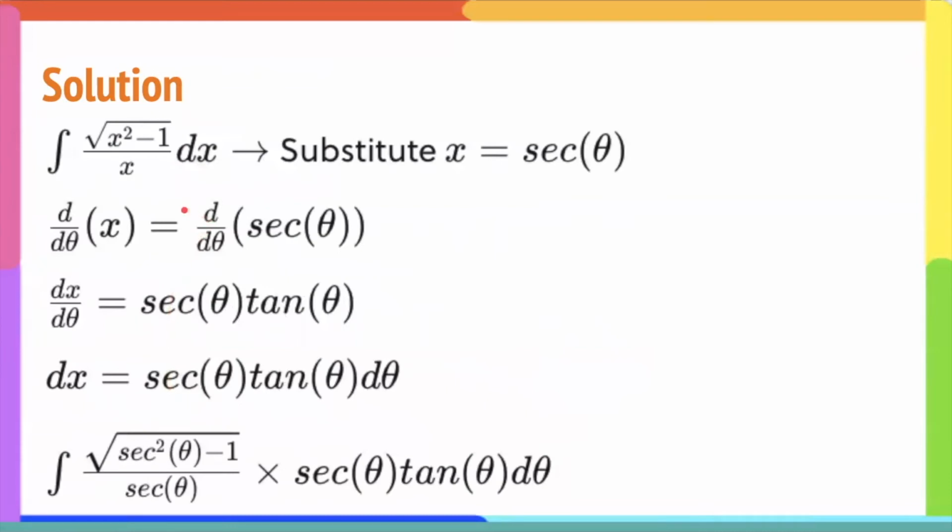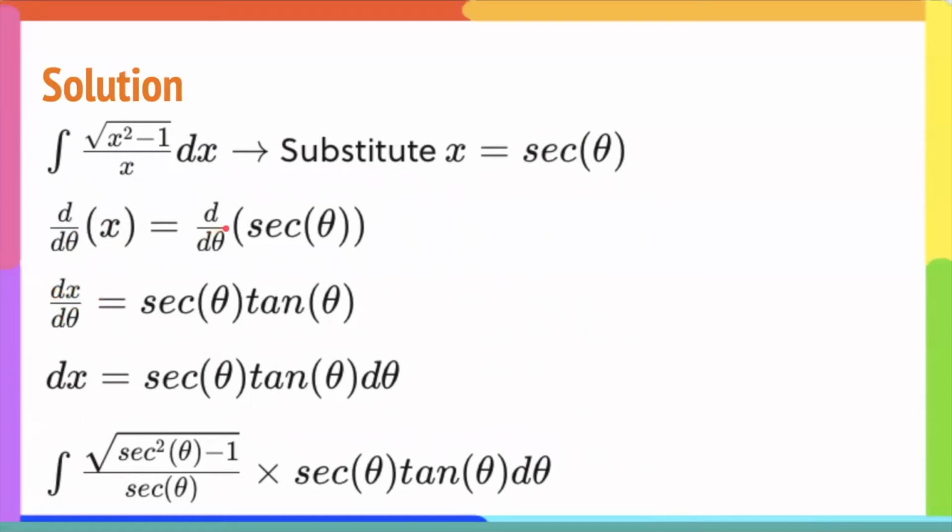All right, so we have the square root of x squared minus a squared, where a is equal to 1. So in this case, we substitute x equal to 1 times secant of theta and differentiate both sides of the equation. Make sure you differentiate with respect to theta. The left side becomes dx over d theta.